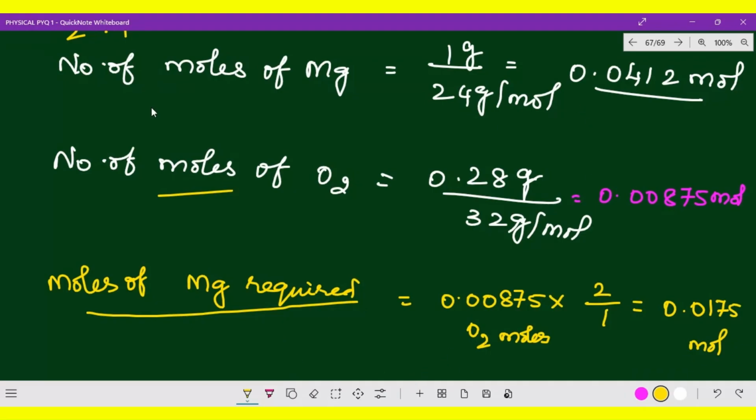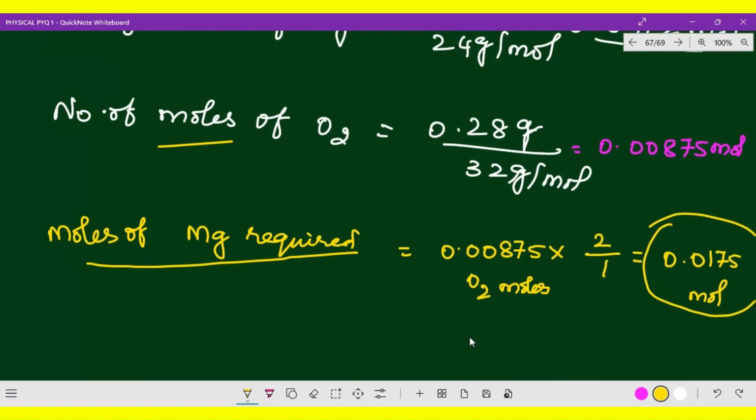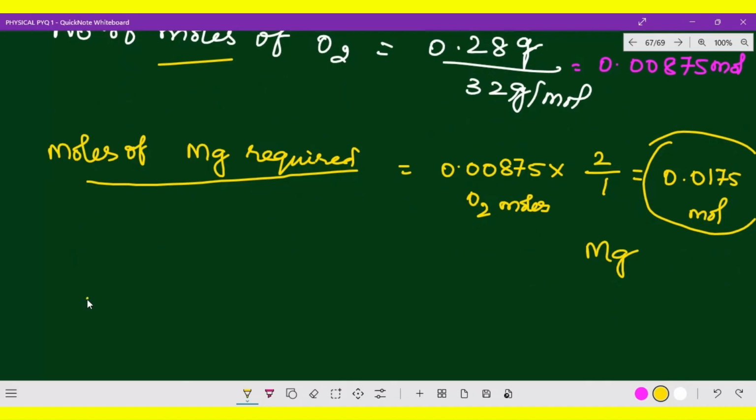That is the number of moles of magnesium required. How many moles of magnesium are actually available? 0.0412 mole is available. But how much is required to react is 0.0175.